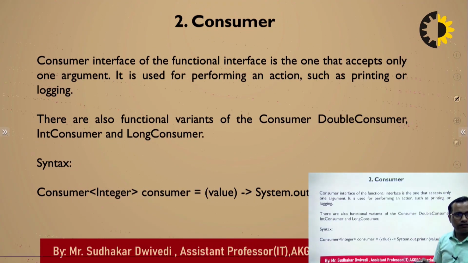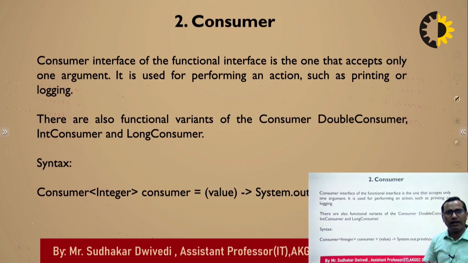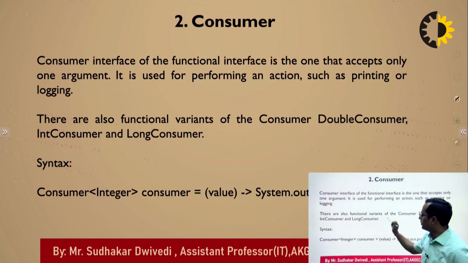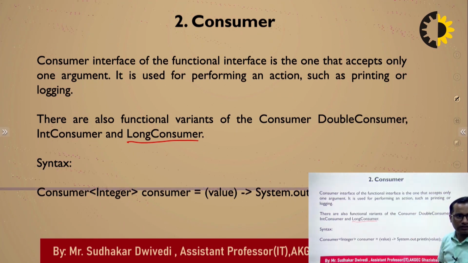The Consumer interface accepts one argument, and it is used for performing an action. It just performs an action. It returns no result. It performs an action like printing or logging. There are also some variants of the Consumer functions like DoubleConsumer, IntConsumer, and LongConsumer. So these are some variations of the Consumer interface.